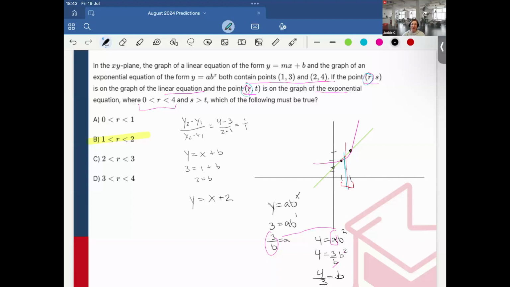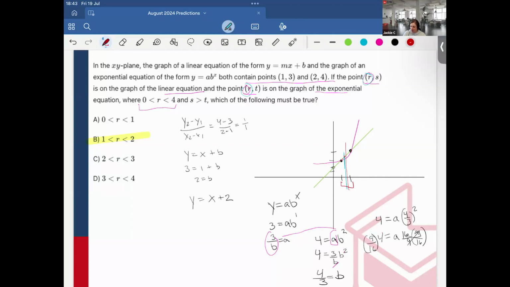So then if I know 4/3 is b, let's just go back. So 4 is equal to a. Now I put the b value in, so 4/3 squared. That would be 4 is equal to a times 16/9, and then divide each side by 9/16 to solve for a.